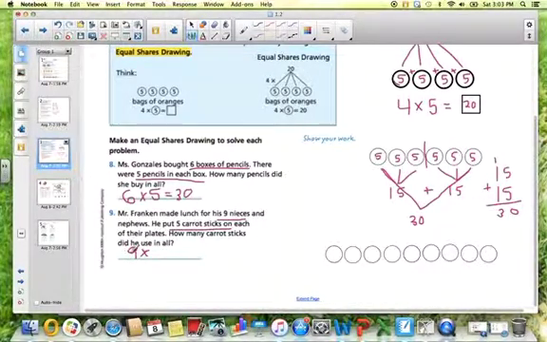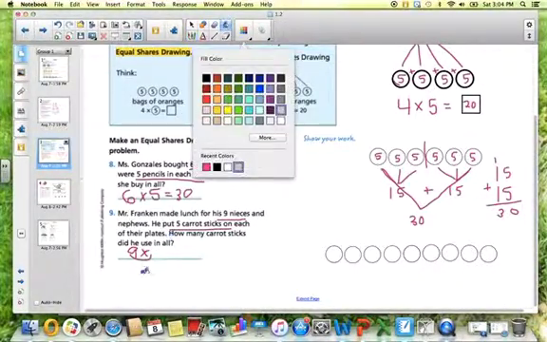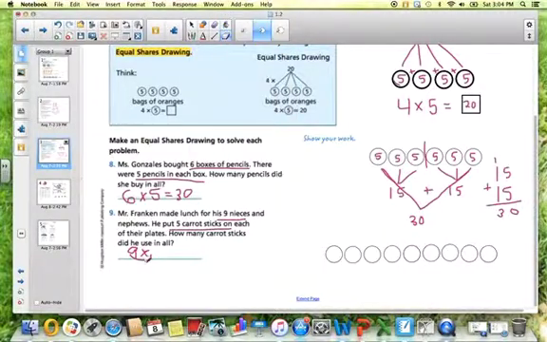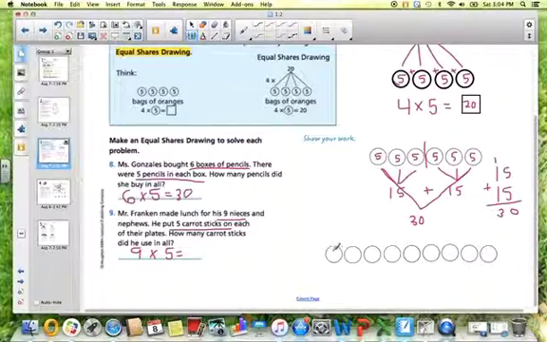Okay, so we have 9 lunches, 9 groups of, oh, whoopsie daisy. Let me erase that so you don't get confused. Okay. We have 9 groups of 5 carrot sticks in each group. How many carrot sticks do we have? Okay, so we're going to put a 5 in each of these boxes. Circles. My bad. Because we have 9 lunches.